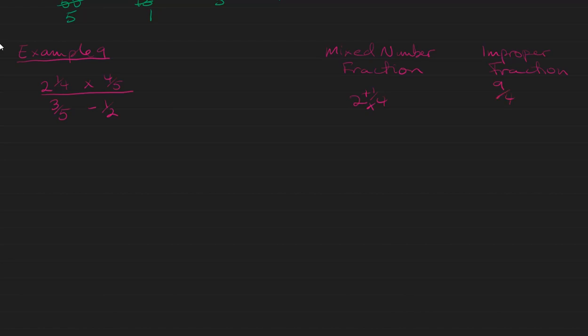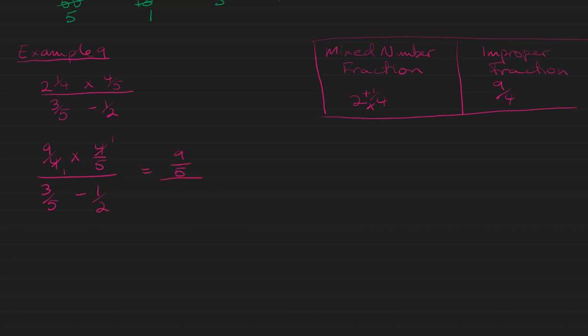And then we rewrite the question. Now, you don't need to do this on the side here. I just did it so you can see how you could convert between the two of them. So we have 9 over 4 multiplied by 4 over 5 all over 3 over 5 minus 1 over 2. We simplify the top, so we see 4 cancels with 4, leaves 1, and then we have on the top 9 over 5.